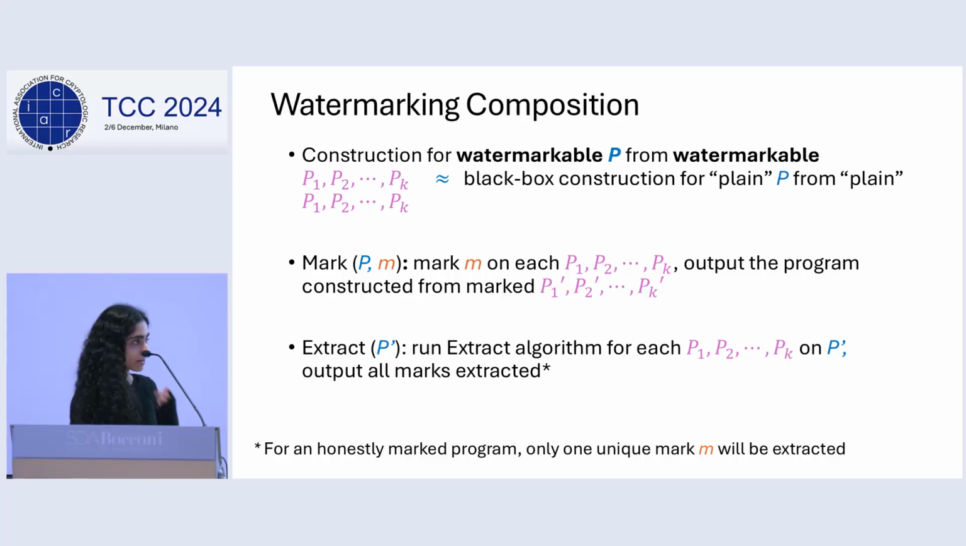And if we want to extract a mark from P prime, then we run the extract algorithm on each of the building block primitives P1 prime through PK prime and output the mark that each of these building block primitives should have outputted. And note that if a program is honestly marked, then because we're marking the same mark M on each of the building blocks, when we run the extract algorithm on our target functionality, each of the building block functionalities should output the same mark M.